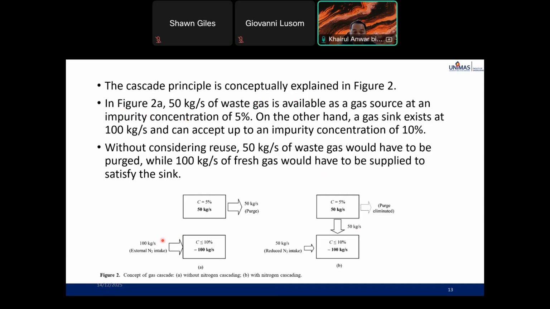In figure 2a, this is a gas source, and a purity concentration of 5%. On the other hand, gassing is just G per second, and the setup and purity concentration of 10%. Just considering reuse, 50 kg per second of waste gas have to be purged.